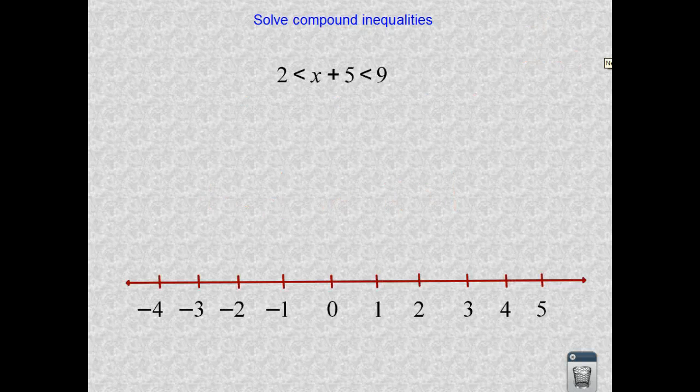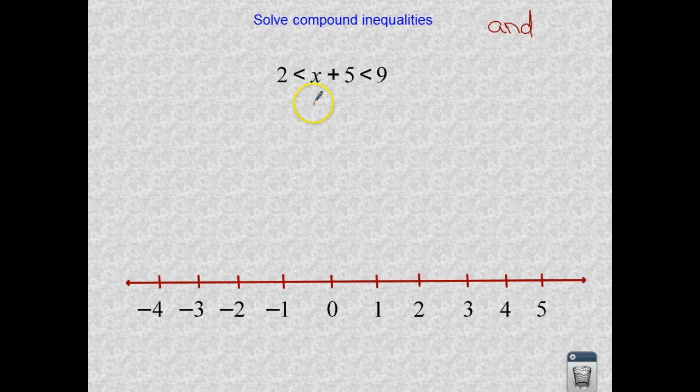Compound, now we're going to use all of our inverse operations that we have learned up to this point. Notice that we have x in the middle, so what can we assume if x is sitting in the middle of two inequalities? We know that this is going to be an AND, an intersection. So how are we going to solve for x? Well, the same way we did when we were solving equations. How are you going to get rid of this 5? Well, you're going to have to subtract 5 from both sets of inequalities.